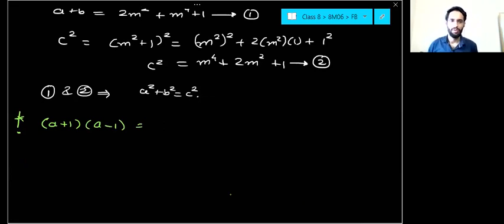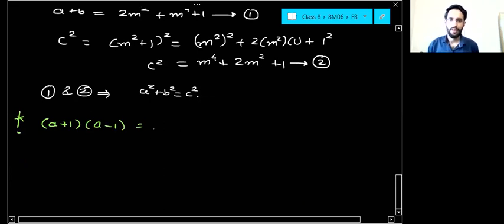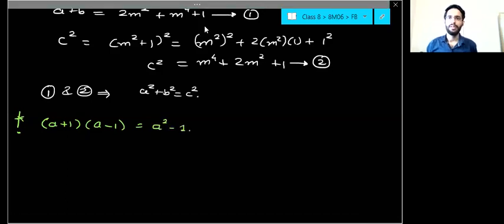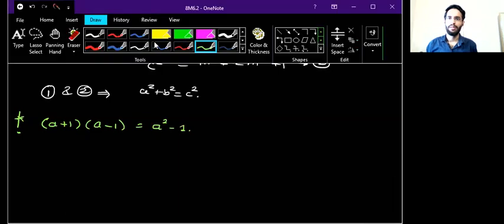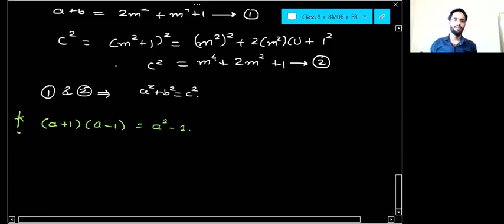No. Okay. So just see here, if I multiply a plus 1 with a minus 1, I get a square minus 1. Can you see this? A plus 1 into a minus 1 is equal to a square minus 1. Now, see how this came.